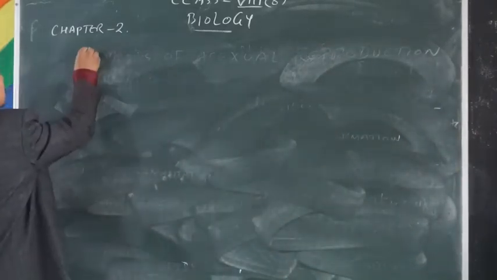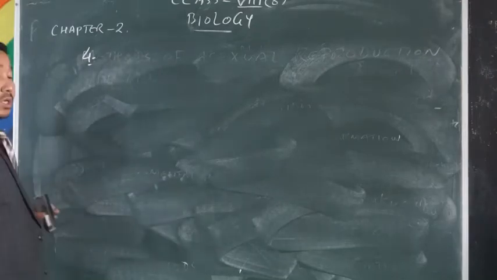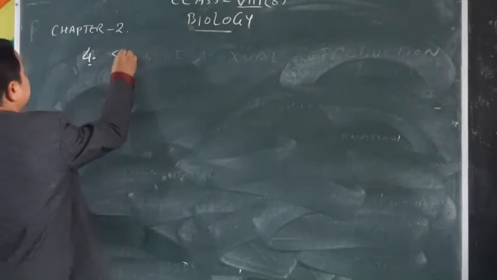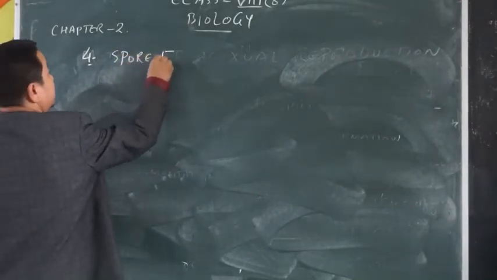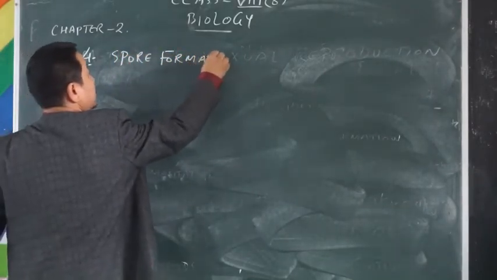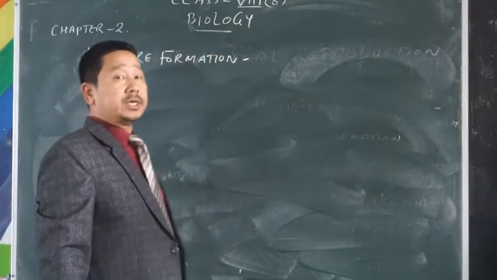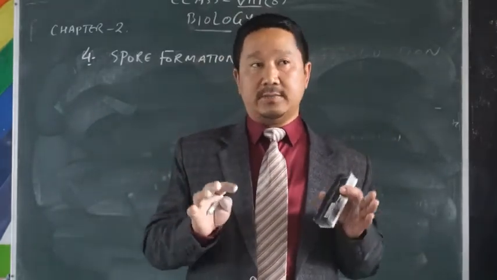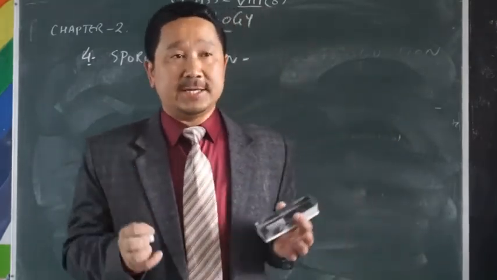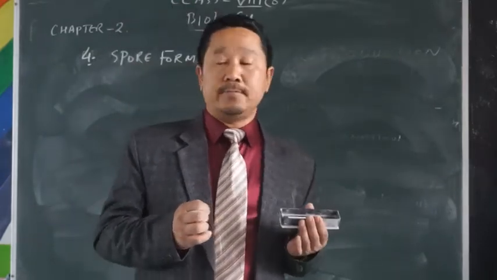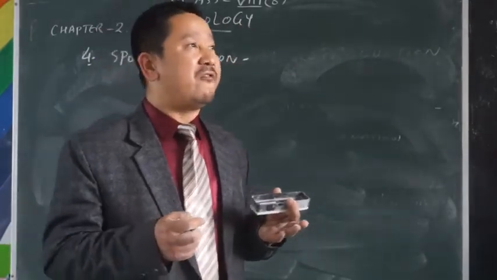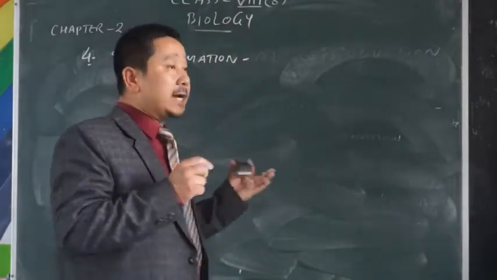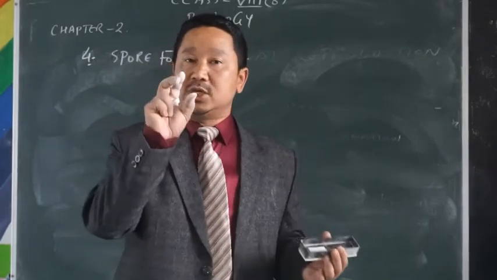Then we have number four. We have spore formation. Okay. So in spore formation, what happens is that in some higher plants like mosses, and then your ferns, alright. So in them, what happens is that when they are matured, the spores are formed.